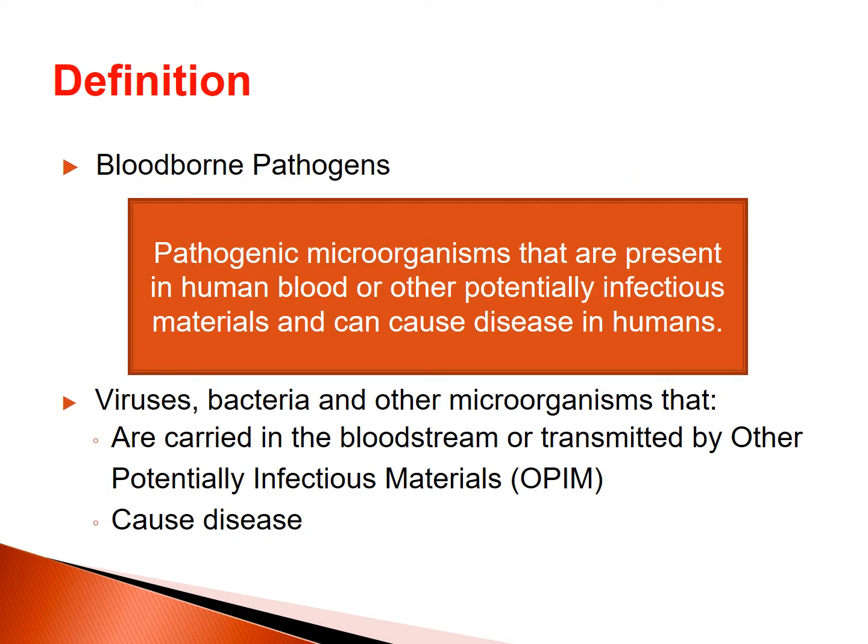What a bloodborne pathogen is: it's a microorganism that's present in human blood or any other potentially infectious material, and that microorganism could potentially cause disease in humans. It can be a virus, it can be a bacteria, or any other microorganism. It's carried in the bloodstream or other materials and could have some serious health effects.